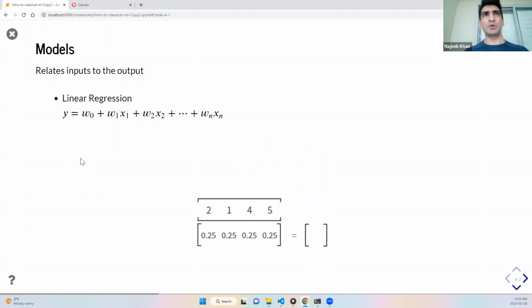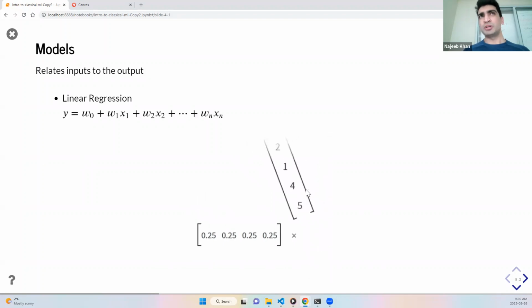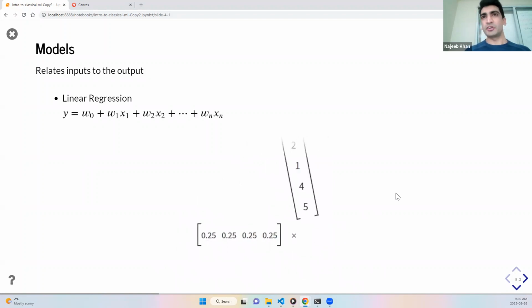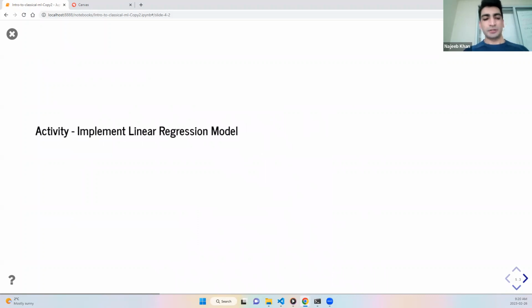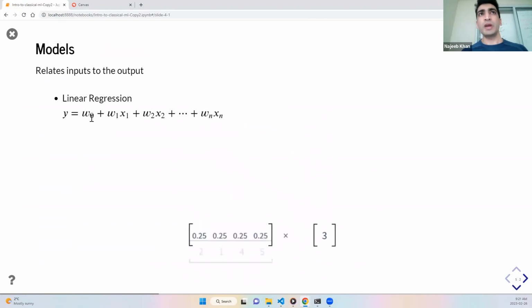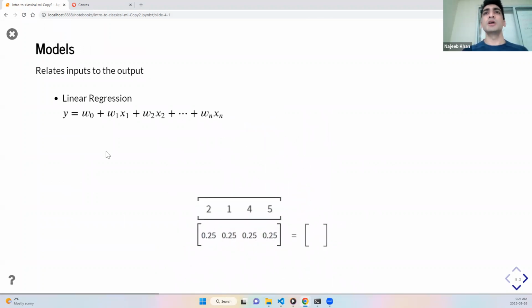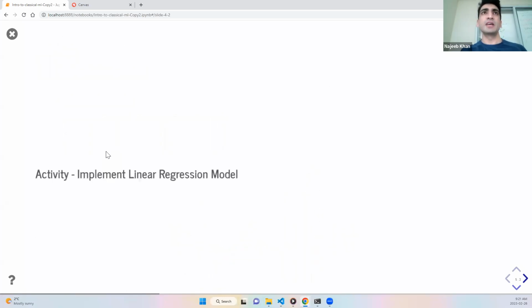And graphically, if your weights were just 0.25 and your feature vector was this one, it just shows how you compute this linear regression model. We will look into how to compute these weights, but that's part of the learning part. So let's just look into the linear regression model given the weights.